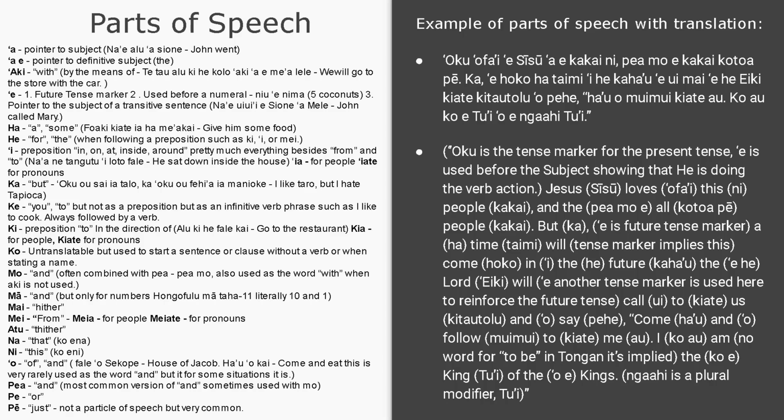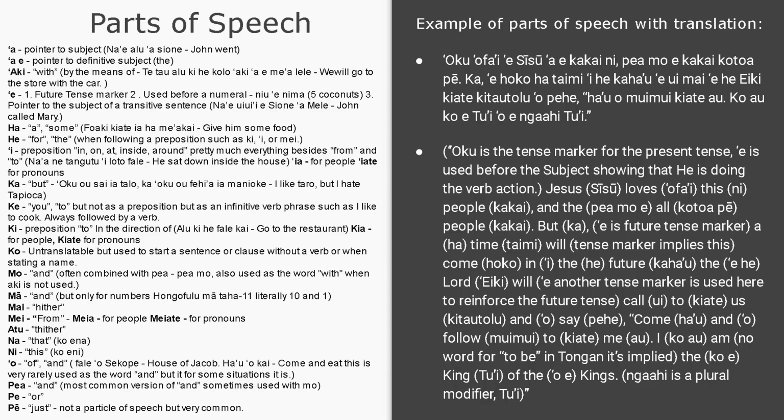We have a whakaoa'e, which is a future tense marker, which we learned about. It's also used before a numeral. So we have niue nima, which is 5 coconuts. And then it's a pointer to the subject of a transitive sentence, such as Naiwiwi'i esione amele. John called Mary, and I'm missing the whakaoa there before the e, sorry about that. We have ha, which means a or some. This is an indefinite article. We'll talk about that more on the next slide. A sentence is Fuaki kiateia ha meakai, give him some food or give her some food.